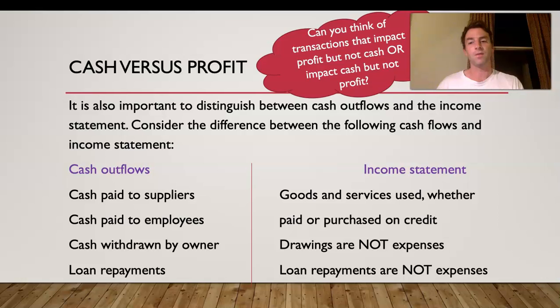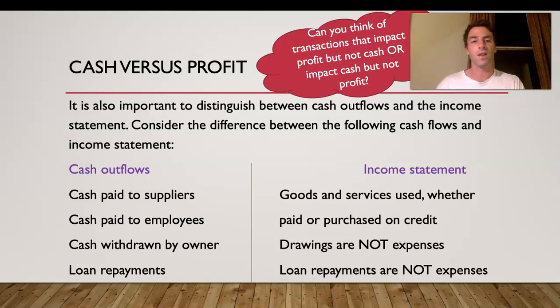Here are some examples. Typically, cash outflows are cash paid to suppliers. But yes, if we pay money to our suppliers, that would be an expense, but also we might pay with credit. So cash paid to suppliers is a cash outflow. Expenses in our income statement have not just to do with cash, but they could be on credit as well.